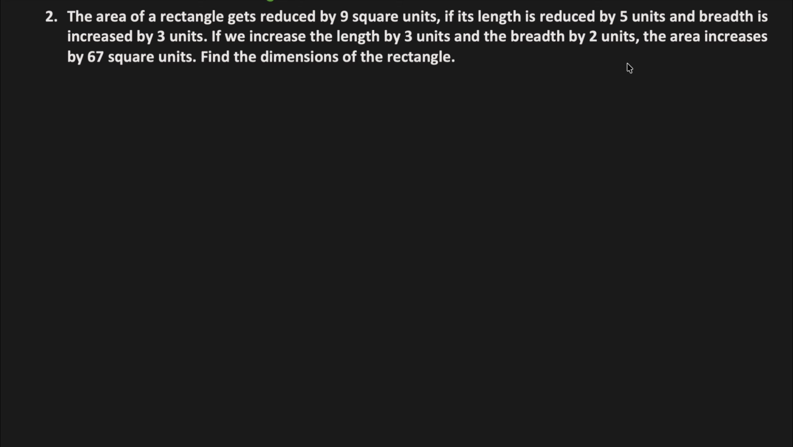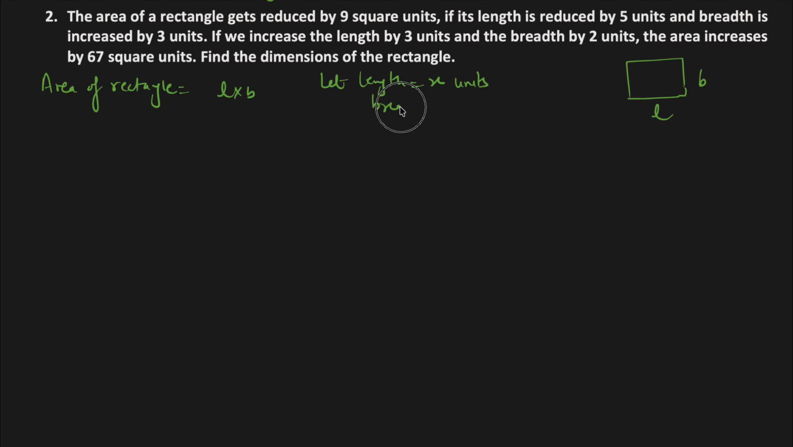So you all know what the dimensions of a rectangle are, length and breadth, right? And area of the rectangle is given by what? We all know that area of rectangle is length into breadth. Here I won't take it as L and B, let's take it as x and y. So let length equal x units, and breadth equal y units. So the area will be x into y, so xy square units, correct.